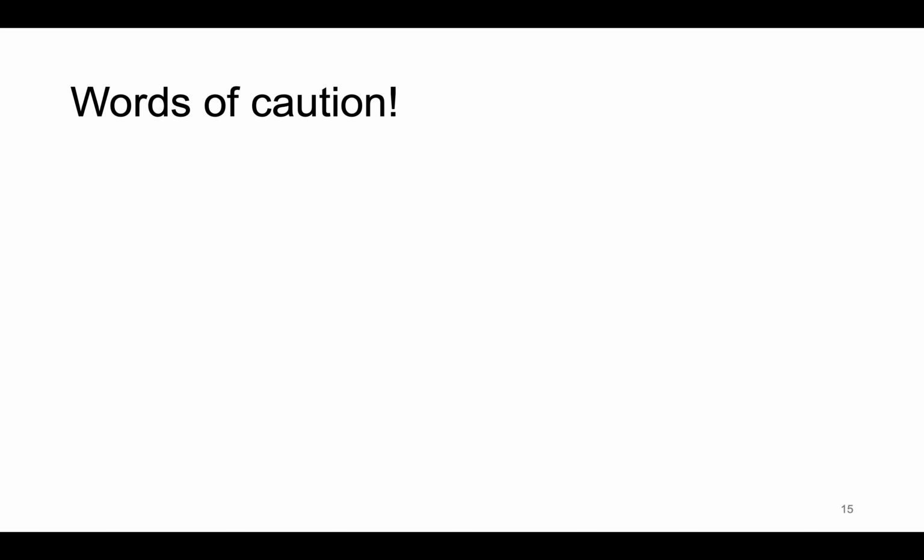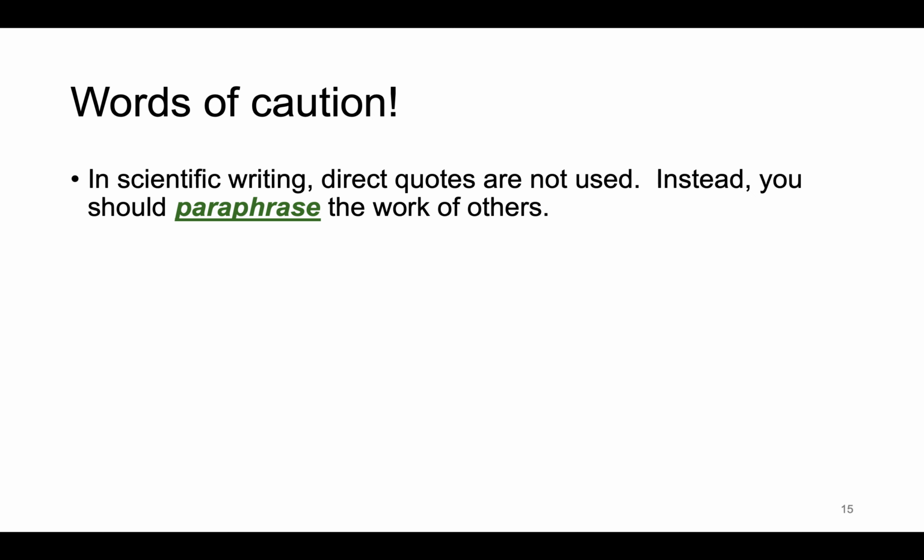Again, a couple words of caution when it comes to literature reviews. As we just talked about, in scientific writing, direct quotes are not used. Therefore, you should paraphrase the work of others, and this requires that you include an in-text citation. If you are taking the ideas of others, you should cite it. If you are taking the words of others and putting them into your own words, again, you should cite it. It is technically plagiarism or a violation of academic integrity if you paraphrase the work of others and do not include appropriate in-text and end-of-document citations.